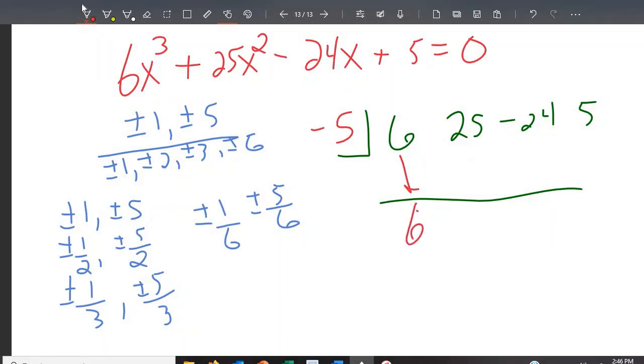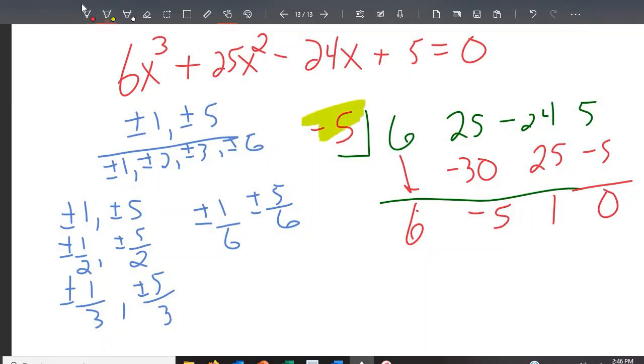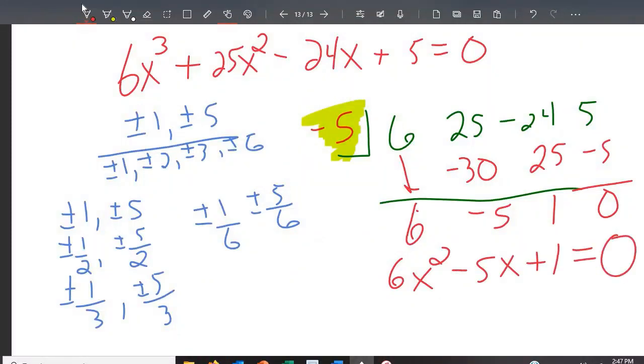6 times negative 5 is negative 30. That gives me negative 5. Negative 5 times negative 5 is 25. Gives me 1. 1 times negative 5 is negative 5, and I get 0. Ooh, thank goodness. That means that's one of my answers. Put the variables back with the coefficients. And then we're going to factor this and solve.